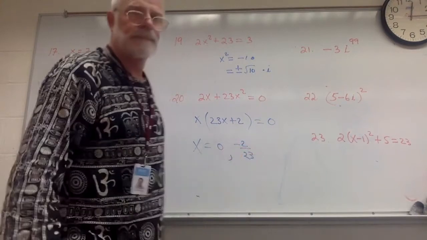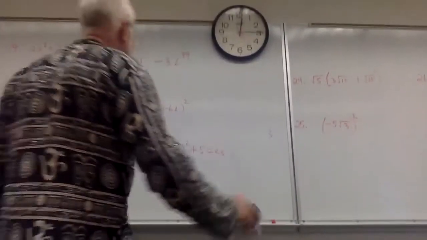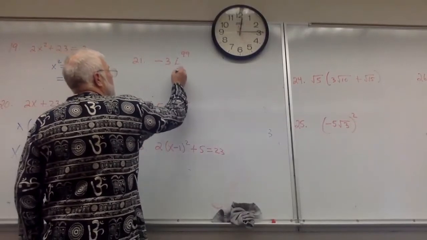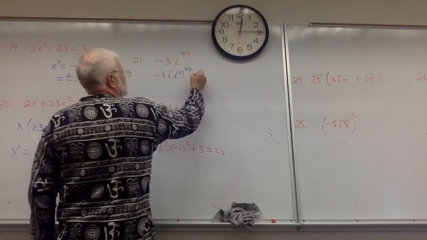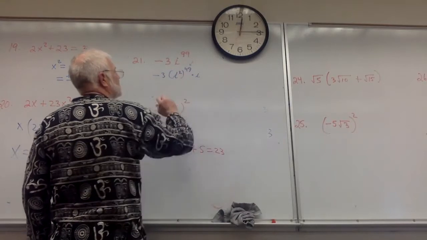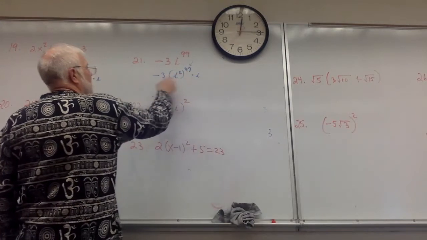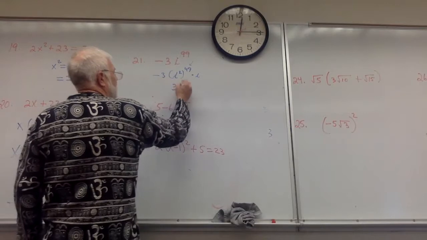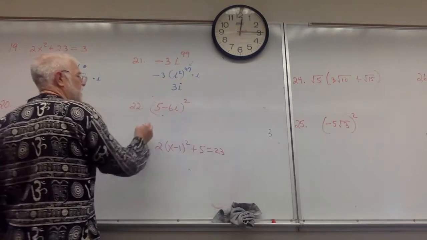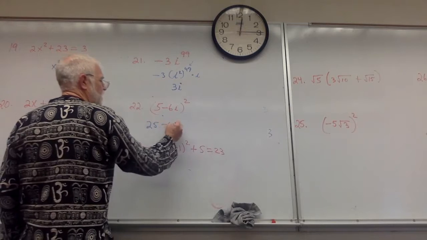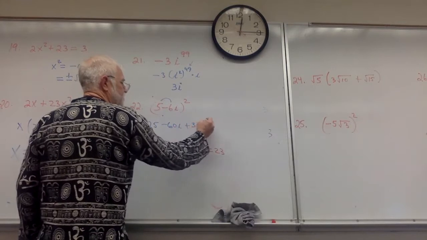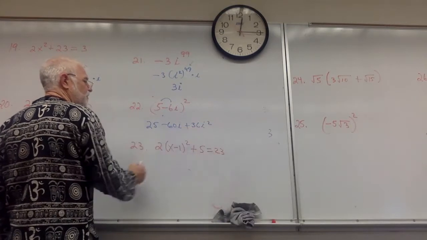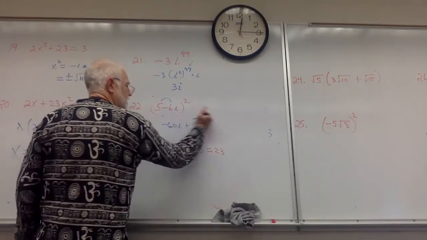Moving right along. Minus 3i to the 99th. So that's 49 times, right? i squared 49 times, because 50 would have been 100. And that's times i. And I know that now that I've expressed it that way, odd gets me a negative. And a negative times a negative is positive, so 3i. 5 minus 6i squared is 25 minus 60i, because you've got to double that product, plus 36i squared. So that's going to be minus 36. So when I put it with 25, I'm going to get minus 9.